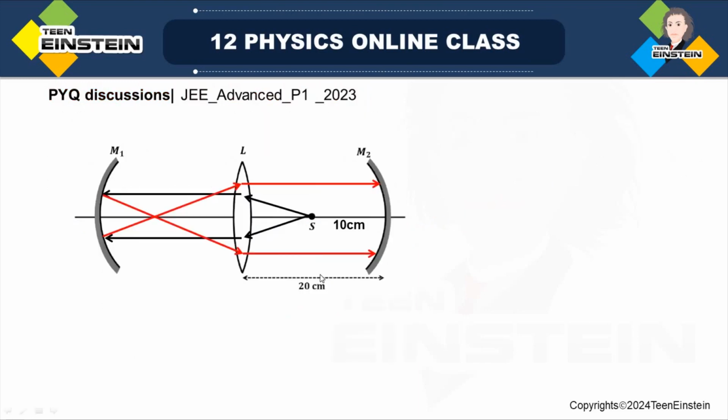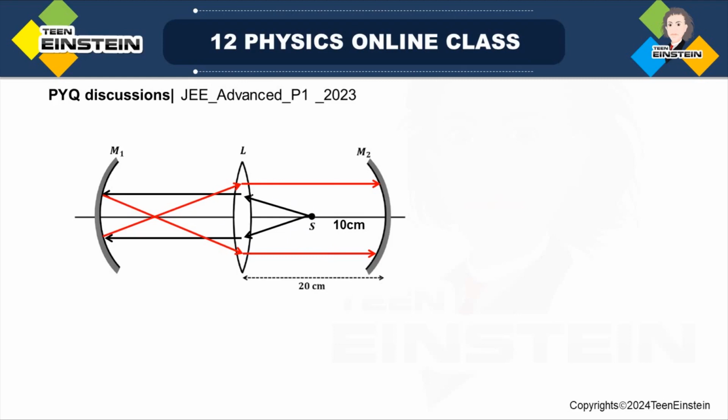See, first of all, let me tell you, if I consider that this source is in between this lens and this mirror M2, and I take into consideration that the first image is formed by the lens, then that will act as object for M1, and then the ray will be reflected back and refracted through the lens again, and then the final image will be formed by M2 after reflection from there. If we want to think in that way, we will see that we are not going to get the final image formed at this S in any situation.